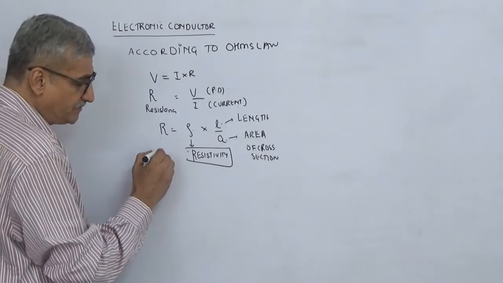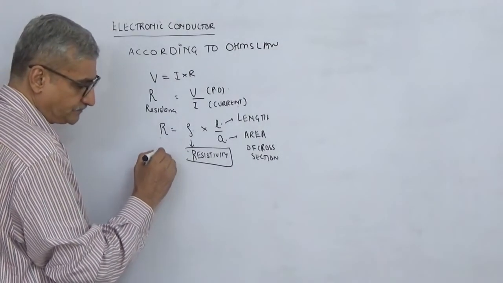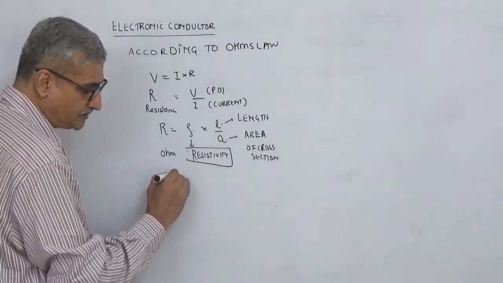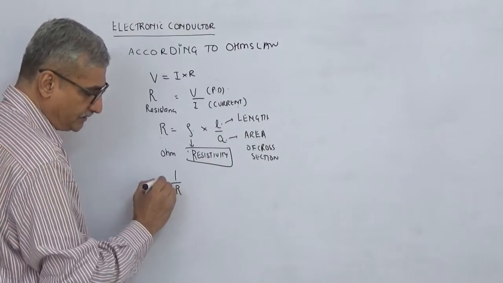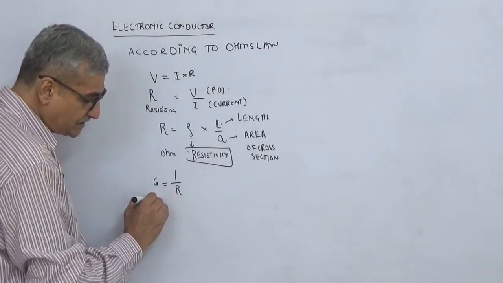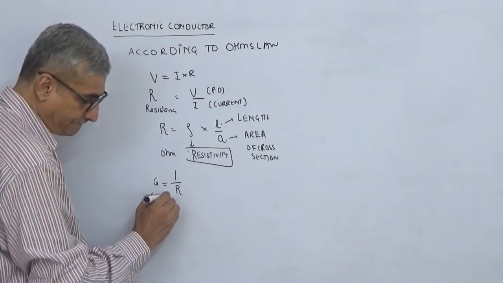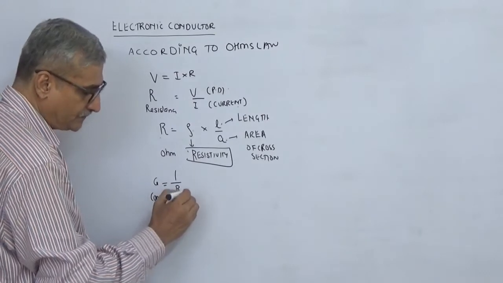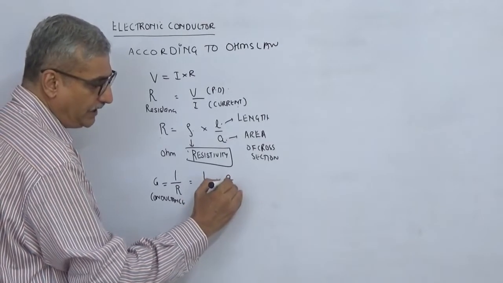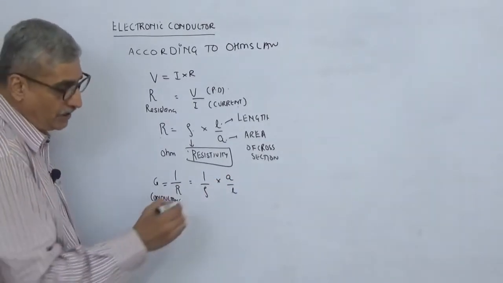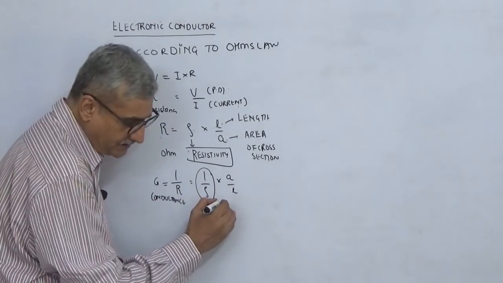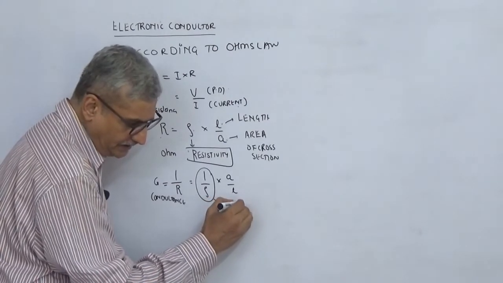Now resistance is measured in the unit of ohms. Now what happens is, if I find the reciprocal of this, 1 upon R, the reciprocal of resistance is G. G is called as conductance. And that is equal to what? 1 upon rho into A by L. Now 1 upon rho, see, this is called as conductivity.